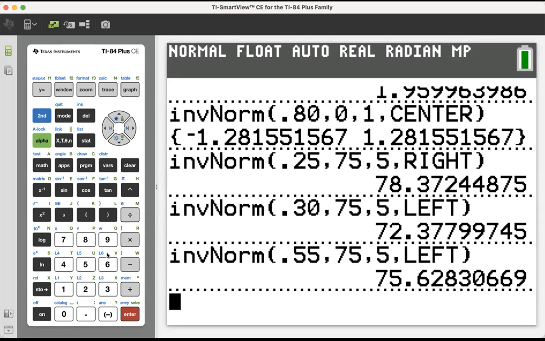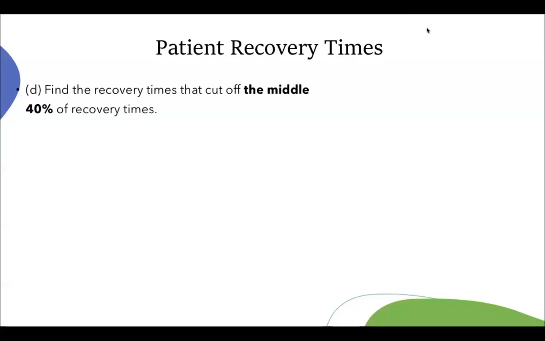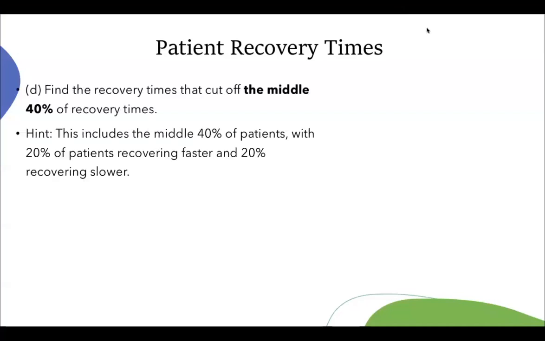Okay. So the last question in this group is about the middle, and it says the middle, what are we going to do? The middle 40%. So let me go to the slideshow. Okay, the middle 40%. This is the middle of the curve. There's going to be 20% of the patients recovering faster and 20% recovering slower.